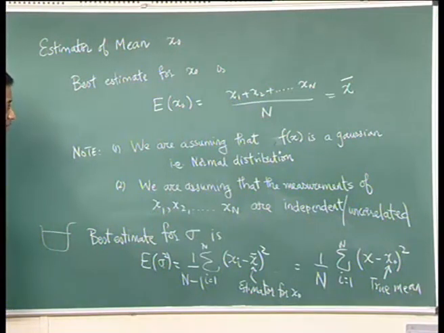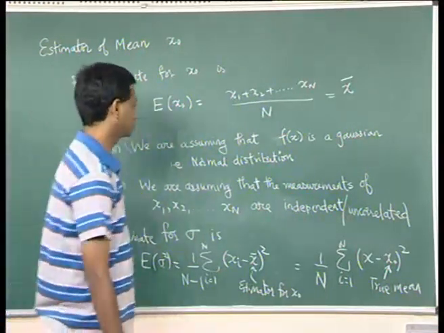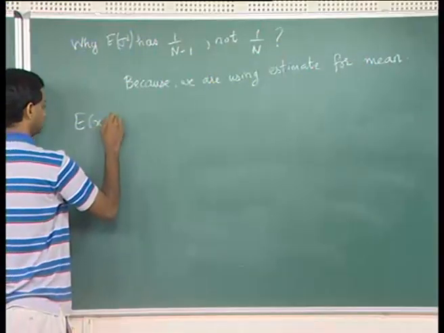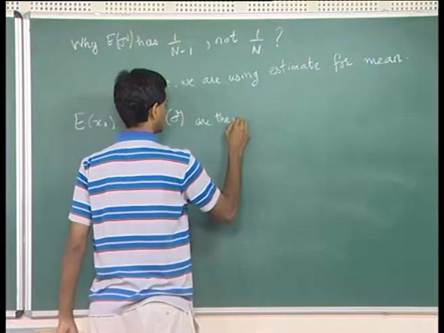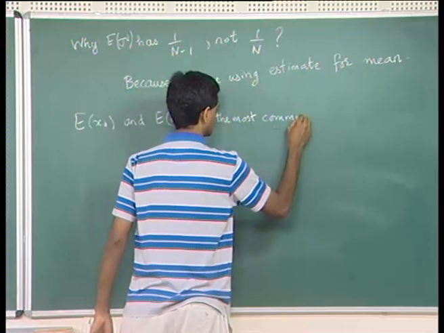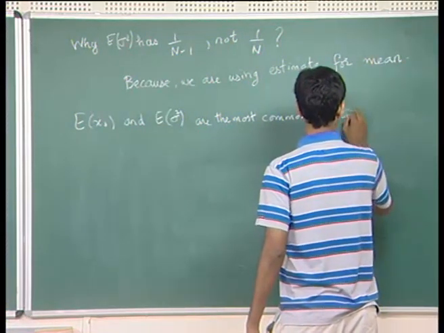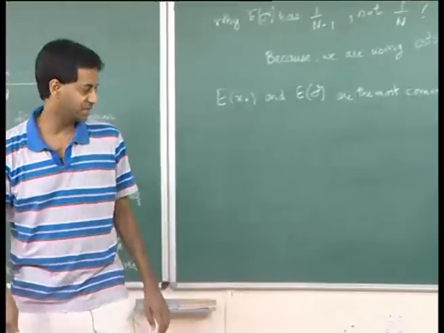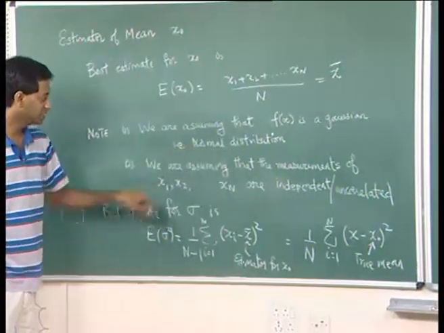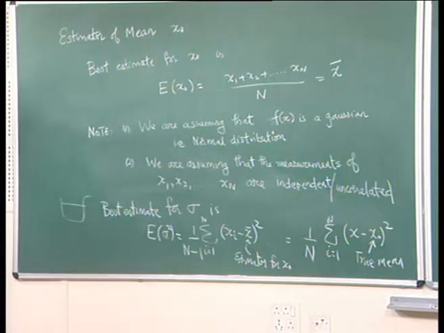Now that we have the two most important estimates, E of x0 and E of sigma square, these are the most commonly used estimators. In most cases you assume that your data satisfies a normal distribution, and that each of your measurements is completely independent of the others, and you follow this procedure and get estimates for the mean and estimates for sigma square.